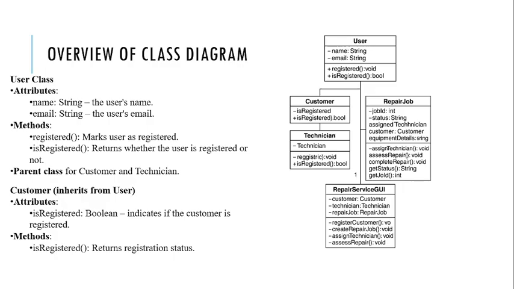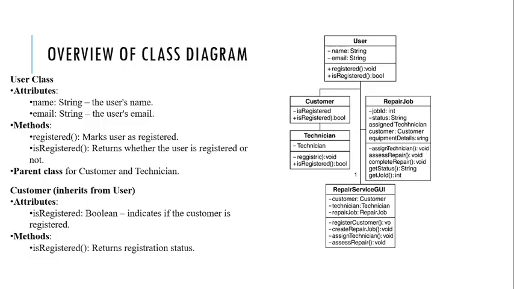Coming to the overview of the class diagram, this is the image of my class diagram where the user has attributes and methods, and it has a parent class for customer and technician. Attributes are name and email, the user's name and the user's email. The method marks the user as registered and returns whether the user is registered or not. Parent class is for customer and technician.